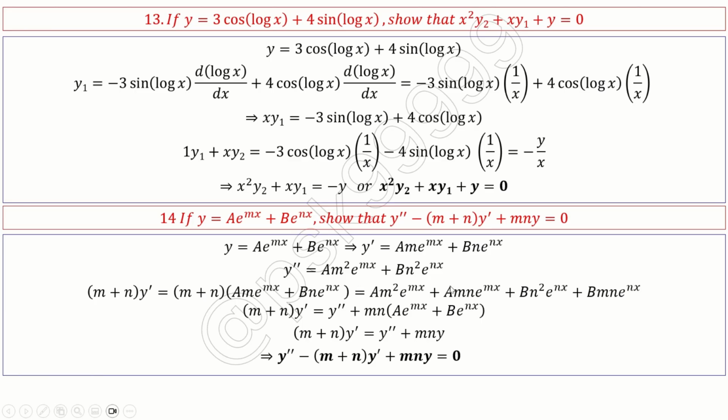Okay, these are the 4 terms you got. Now carefully check. Okay, (m plus n) y dash equal to, you will get this value, correct? y double dash plus you are left with mn, if I take common, a e to the power of mx plus b e to the power of nx, which is nothing but my y, correct? So (m plus n) y dash equal to y double dash plus mn into y. Okay, so if I rearrange it, you will get y double dash minus (m plus n) y dash plus mn y equal to 0. Okay, so hence proved.